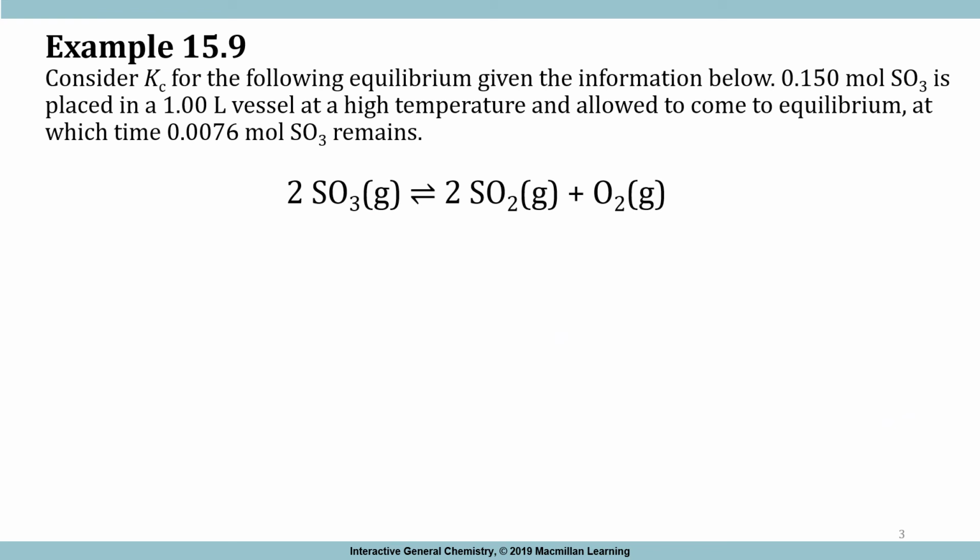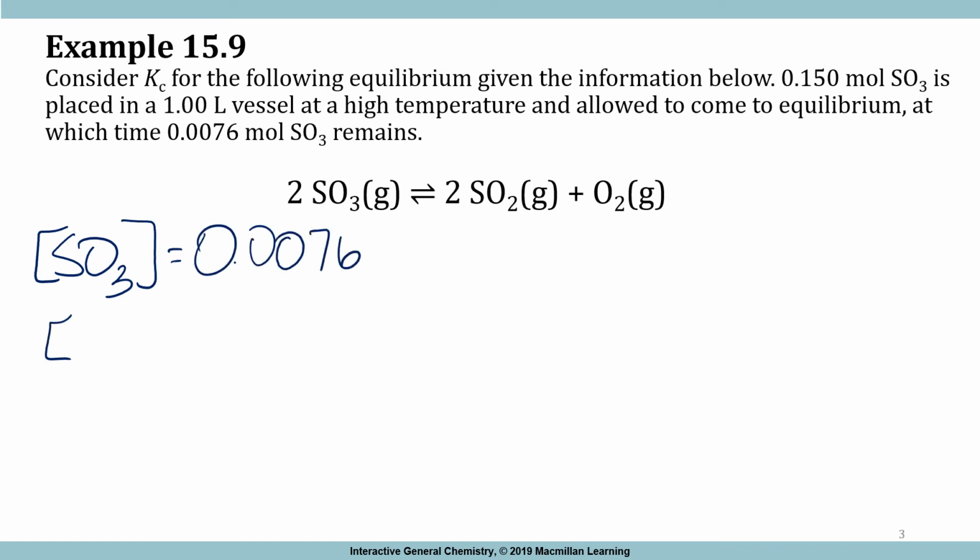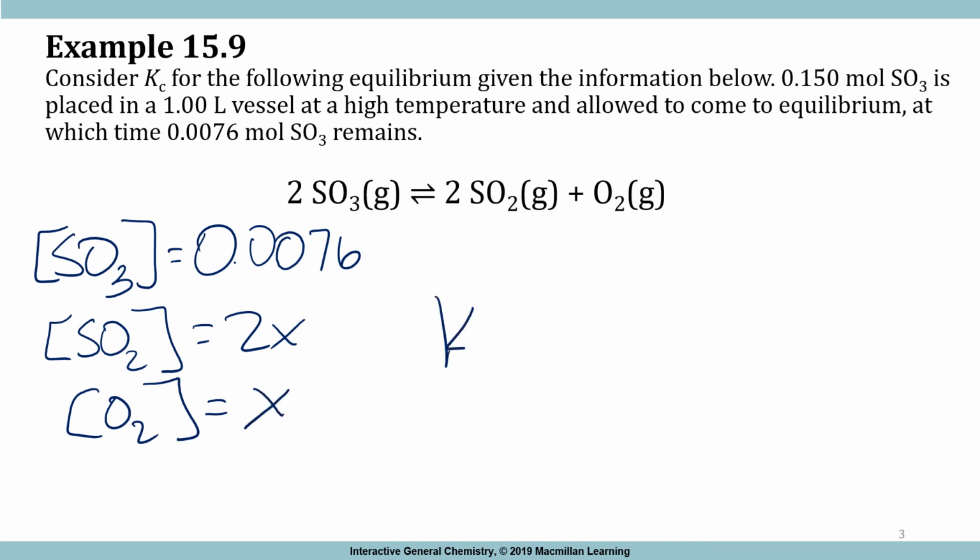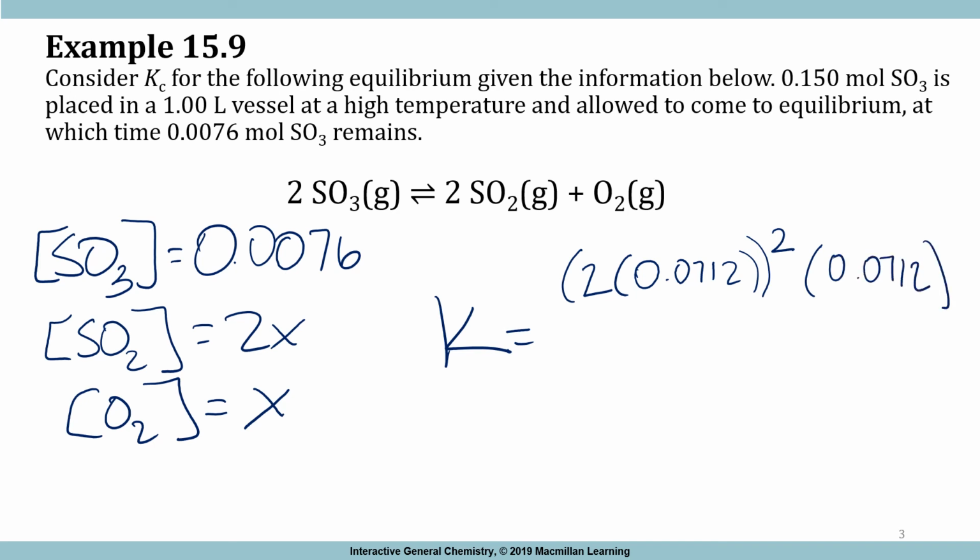So going back to our ICE chart, we know that the concentration of SO3 at equilibrium is 0.0076. The concentration of SO2 was 2x, and the concentration of O2 was just x. So we can plug everything in doing that. So K is equal to 2x, which was 2 times 0.0712, squared, times x, divided by 0.0076 squared.